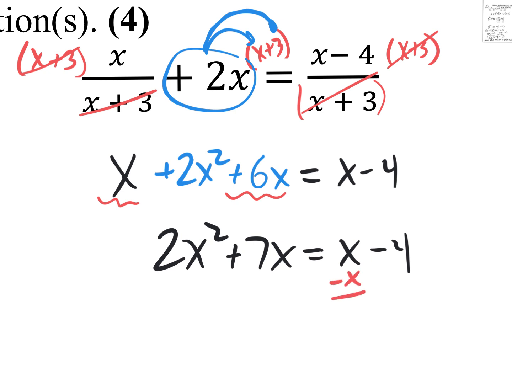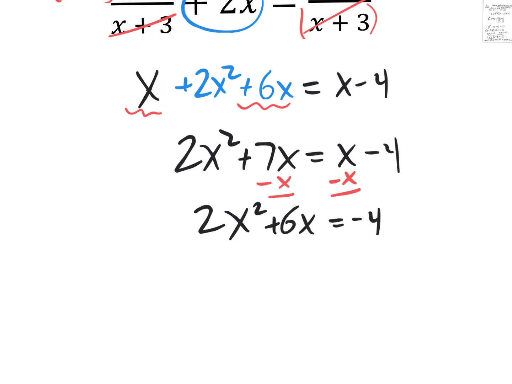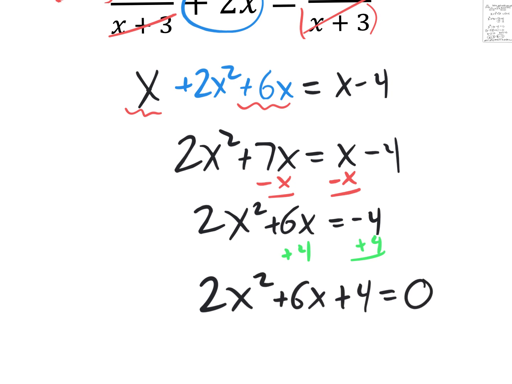So subtract x, you're going to end up with 2x squared plus 6x equals negative 4. And from there, we're going to get rid of that negative 4 by adding 4 and adding 4. So you end up with 2x squared plus 6x plus 4 equals 0.